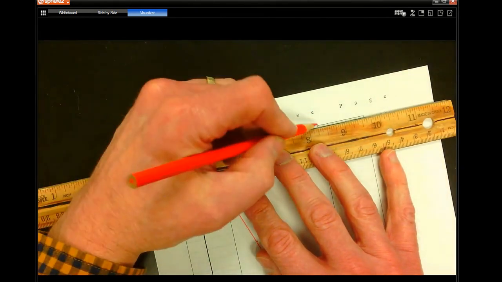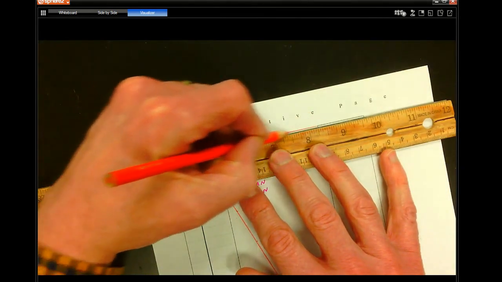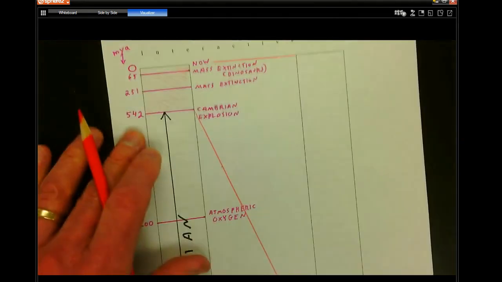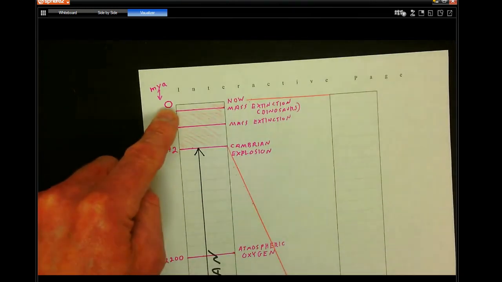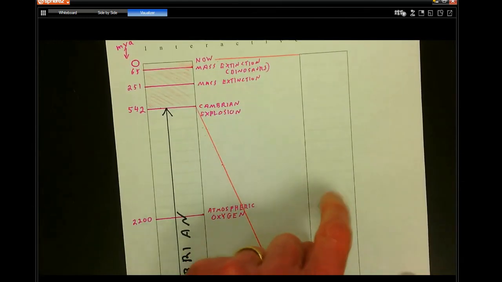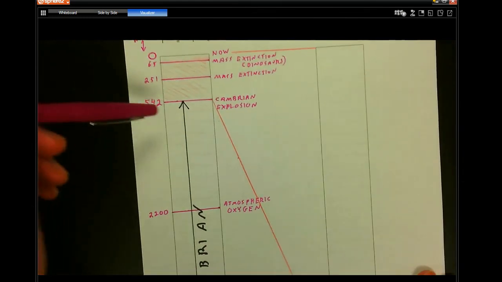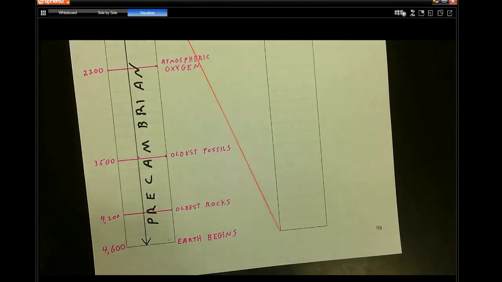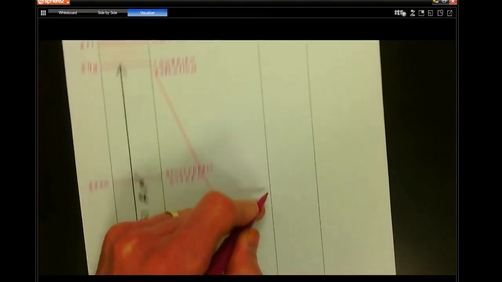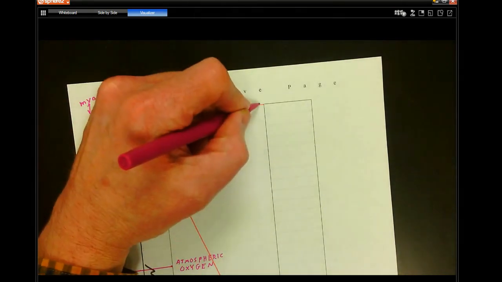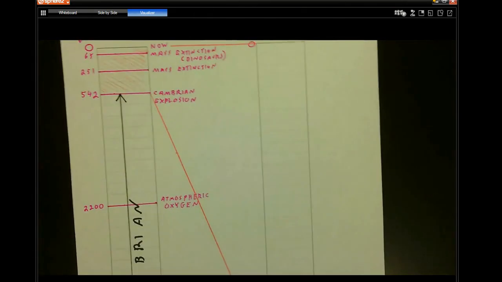The now still stays the now. So here we have a timeline. Our starting timeline went from the beginning of the Earth, 4,600 million years ago, all the way to right now. This timeline is going to go from 542 million years ago to right now, 0 million years ago.